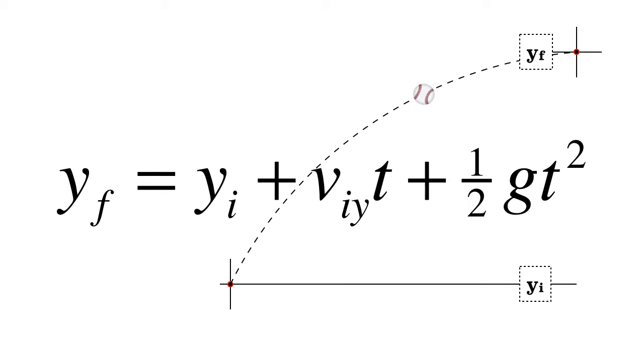We usually think of a baseball as having a little bit of upward motion, so that it clears the outfield or clears the infield, okay? So if your baseball has an upward motion to start, then you've got a positive v subscript iy. g is negative 9.8, et cetera, et cetera. So if you know that, then you can predict the position at any time.